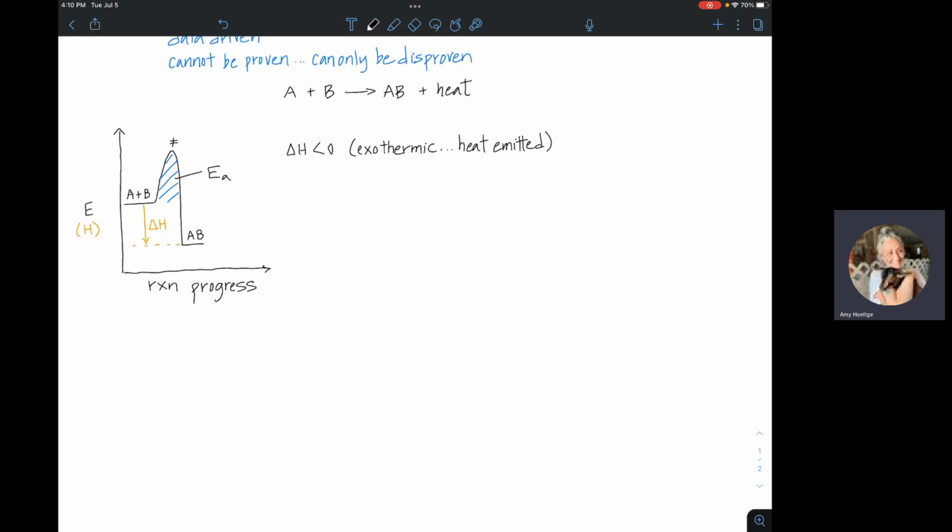So A and B, we're just going to write down everything we know about this as we see it. A and B are our reactants. And then AB is, I guess, the product. The other thing we know, and I say we know in this instance because we're labeling the graph, is E sub A is the activation energy.